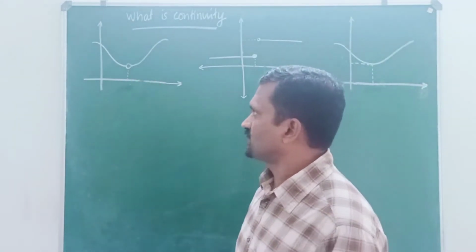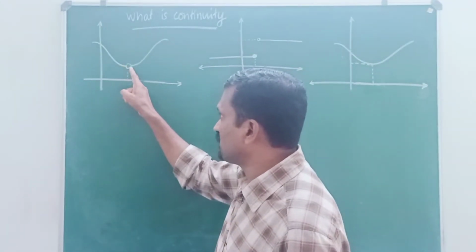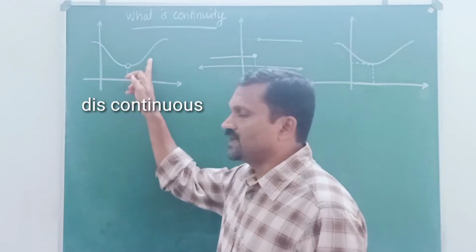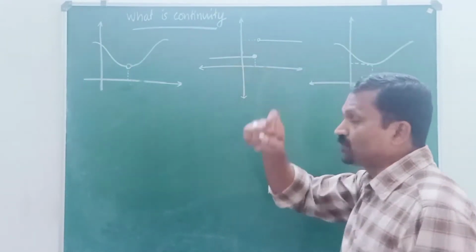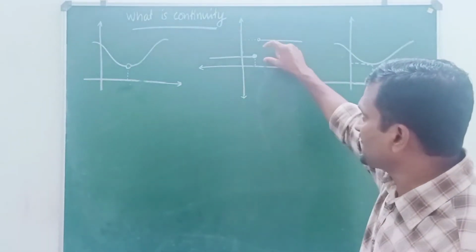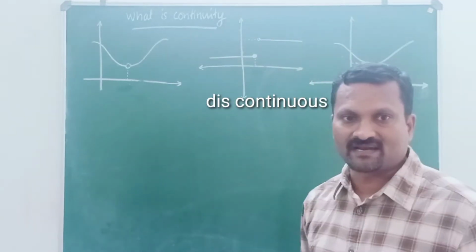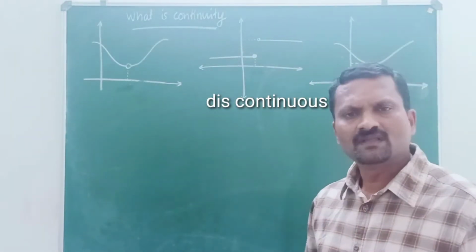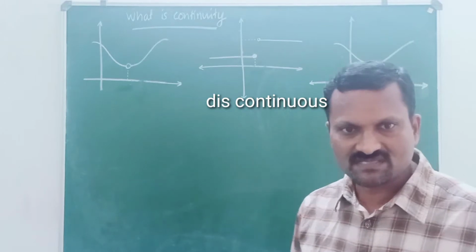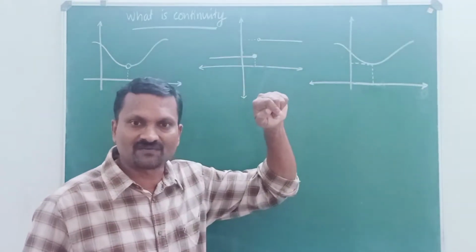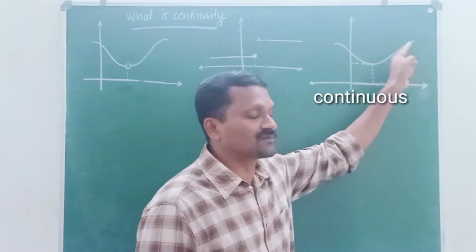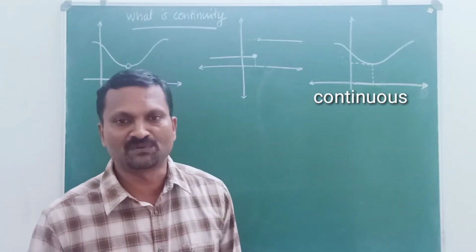The first graph has a jump in the graph, therefore it is not continuous. What about the second? It is clear that there is a break, a gap in the graph, therefore it is not continuous. If we pass to the third graph, it is a smooth curve, therefore it is continuous.